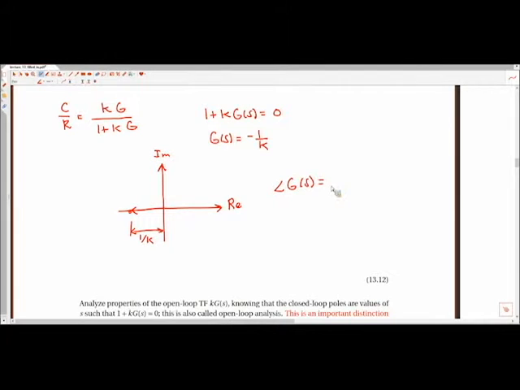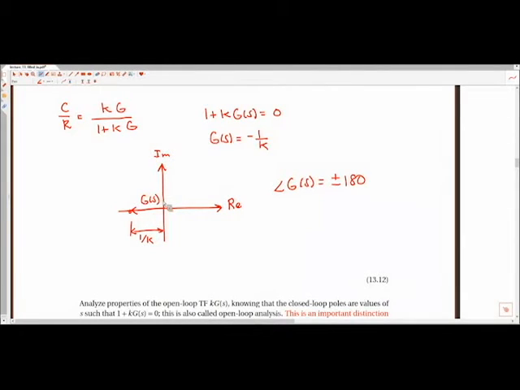Plus or minus 180 degrees. All right, so we're saying that g of s is this vector, right? It's equal to a negative real number, so that means for a value of s to be on the root locus, the phase angle of g of s has to equal plus or minus 180 degrees.